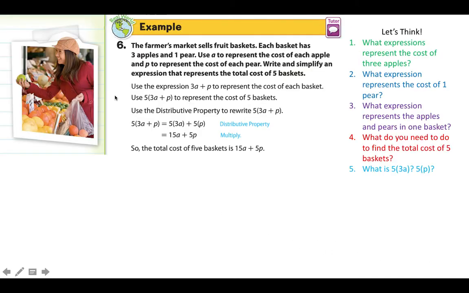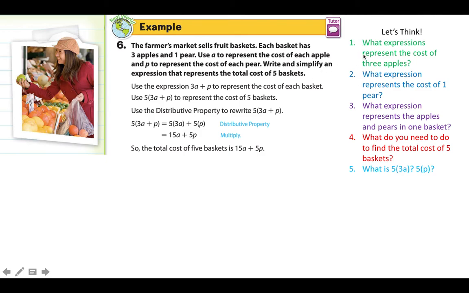Last one. Look at example number 6. It says, the farmer's market sells fruit baskets. Each basket has 3 apples and 1 pear. Use A to represent the cost of each apple and P to represent the cost of each pear. Write and simplify an expression that represents the total cost of 5 baskets.